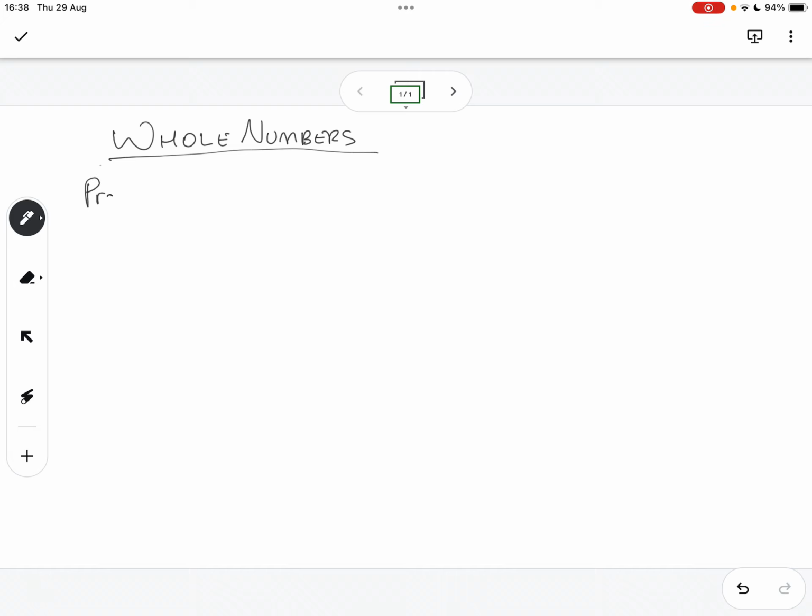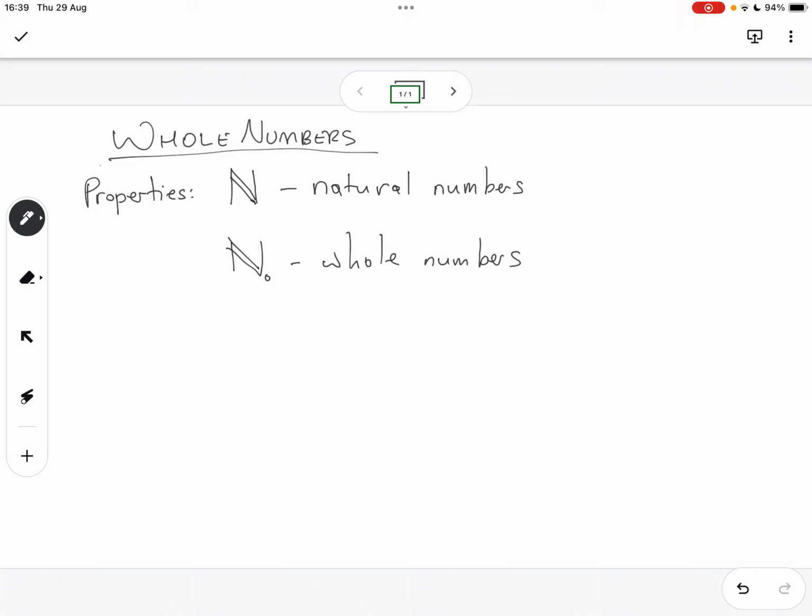The set of natural numbers is a subset of whole numbers, which is a subset of integers. Okay. The set of integers is a subset of rational numbers, and all these numbers form part of the real number system. This can be represented like a family tree of numbers.